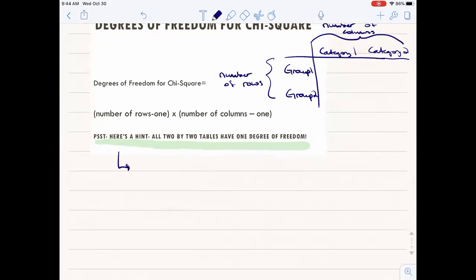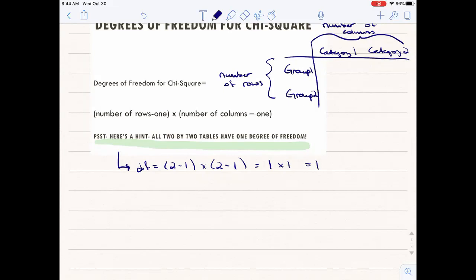So for a 2x2 table, our degrees of freedom is 2 minus 1 times 2 minus 1. I keep wanting to do multiplication there. 2 minus 1, which is 1 times 1, which is 1. My favorite kind of math. 2 minus 1 times 2 minus 1. It's pretty good. Eureka moments.